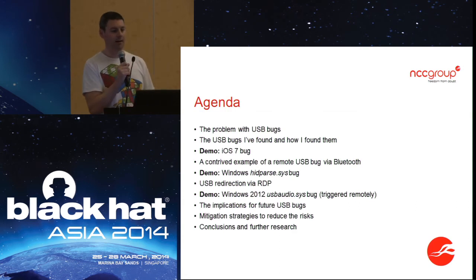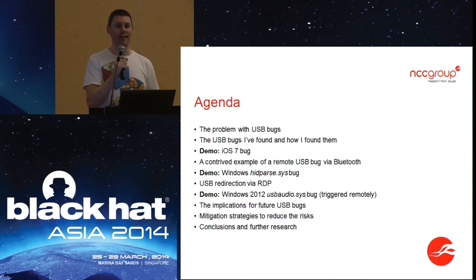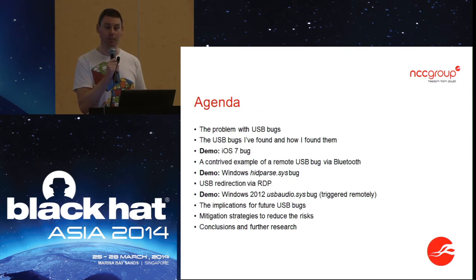Okay, so first of all, we're going to talk about what the main problem with USB bugs is. And when I say problem, this is the main reaction I get from people when I demonstrate USB bugs. Then move on to talk about how I go about identifying USB bugs. I've been looking at them for a number of years, come up with a range of different approaches for finding bugs. So I'll go through some of those, talk about some of my experiences, some of the things that I've found. Then demo an iOS 7 bug that was patched, and the patch was released the other day.